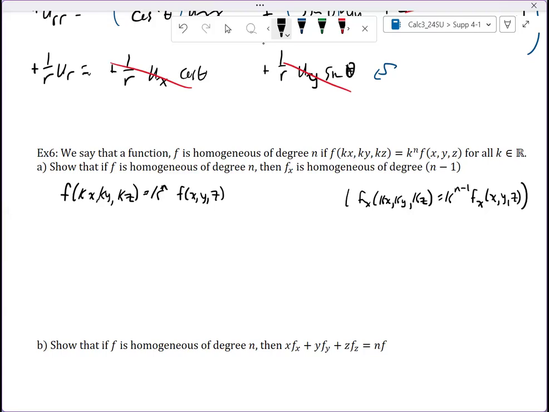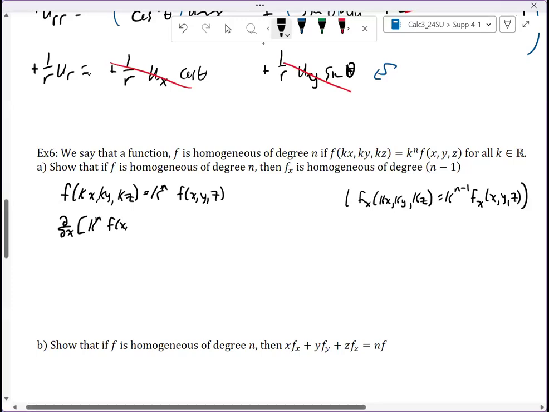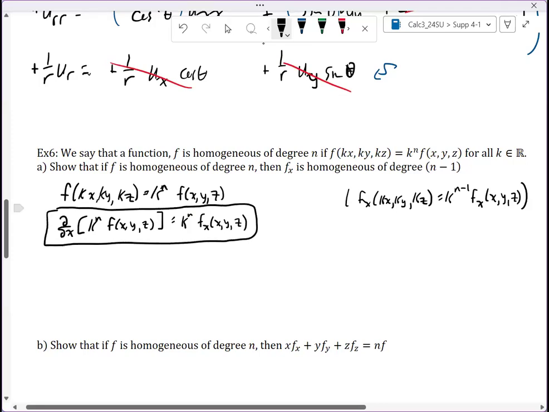Okay, so how can I do this? Well, I think the goal here suggests that maybe we should take the x partial of both sides and see what happens. So if we take the partial with respect to x of the right-hand side, this pretty clearly is just that. So right-hand side, not hard at all. The question is, how do we take the x partial of the left-hand side?